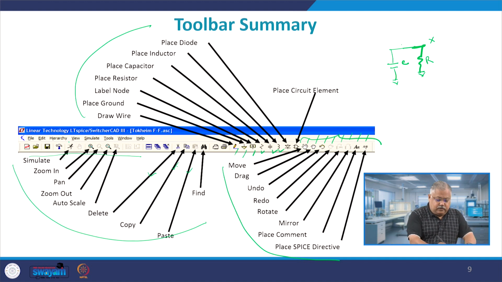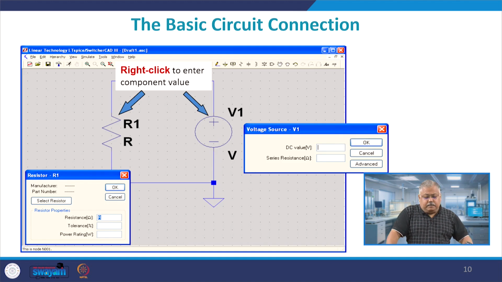On the left hand side you will have an icon of a man running, which is basically running the netlist, and this is where you simulate it. You zoom in, you zoom out, and then there is another, and you copy paste, zoom out, pan, and so on and so forth. So, this is the basic toolbar summary which I wanted to present in front of you in order to appreciate the overall nature of this. Let me come to the basic circuit connection of a spice model file.